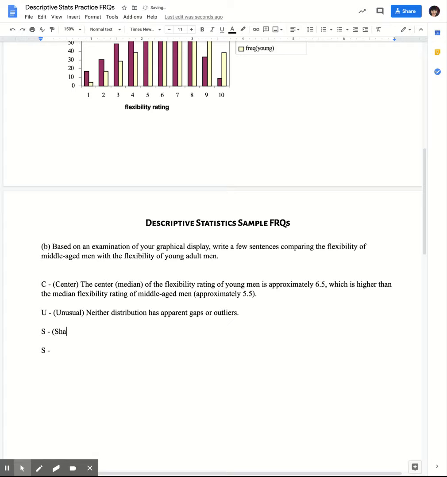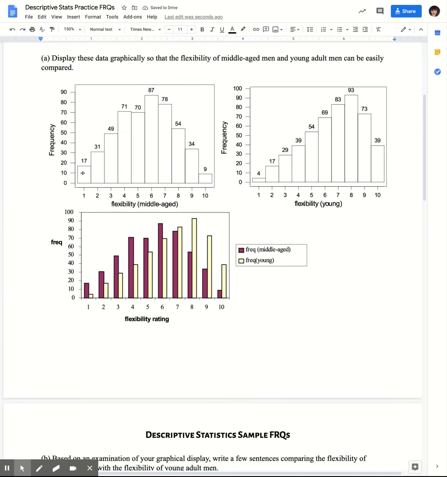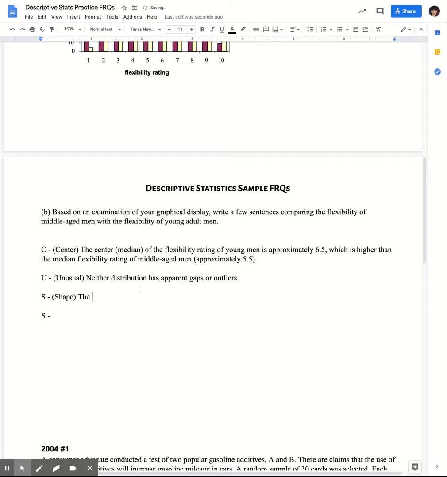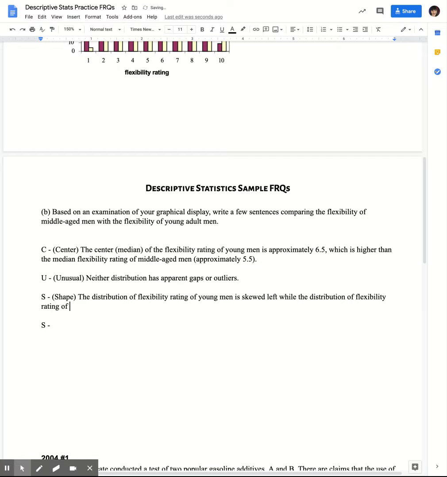So center, unusual, next comes shape. I would say that the middle-aged men distribution is approximately symmetric, while the young men is definitely skewed to the left. So you would say the distribution of flexibility rating of young men is skewed left, while the distribution of flexibility rating of middle-aged men is approximately symmetric.